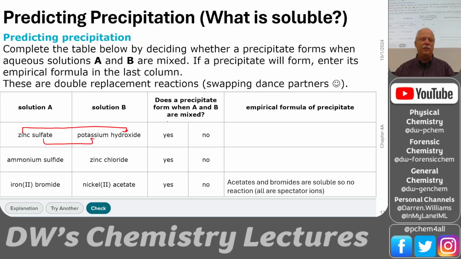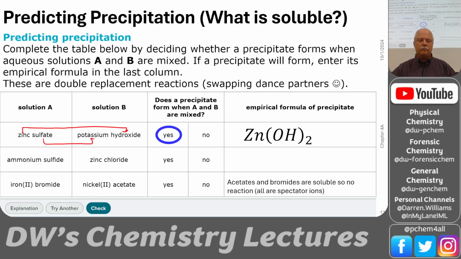Looking at those solubility rules on the previous page, does a precipitate form when we mix A and B? Look at potassium. Where is it on the periodic table? Group 1, it's an alkali metal, so it is not going to precipitate with sulfate. Plus, the sulfate salts are soluble. But zinc hydroxide, it said hydroxides were insoluble except for alkali metals. Zinc is not an alkali metal. So we would say, yes, a precipitate should form, and it should be zinc hydroxide.